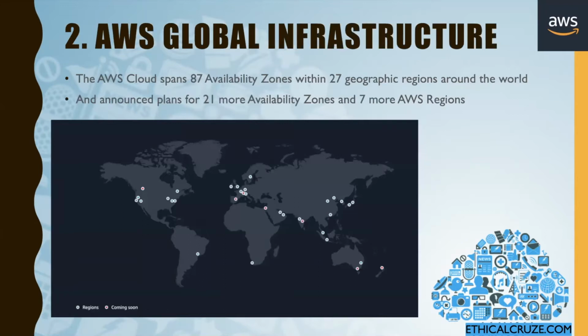Now next we will look at what the AWS Global Infrastructure is. So AWS is spread across the globe. In whatever region you are, you can request AWS to provide you all the services.